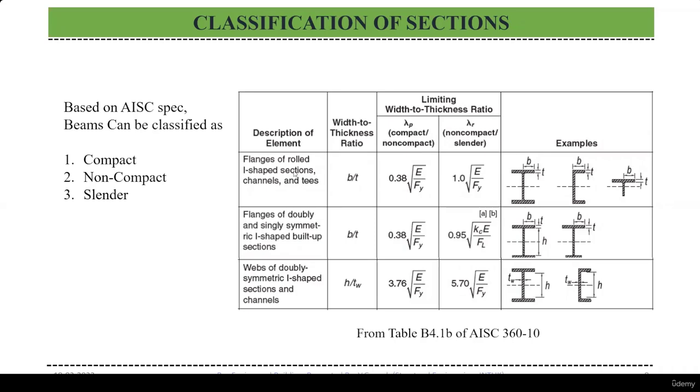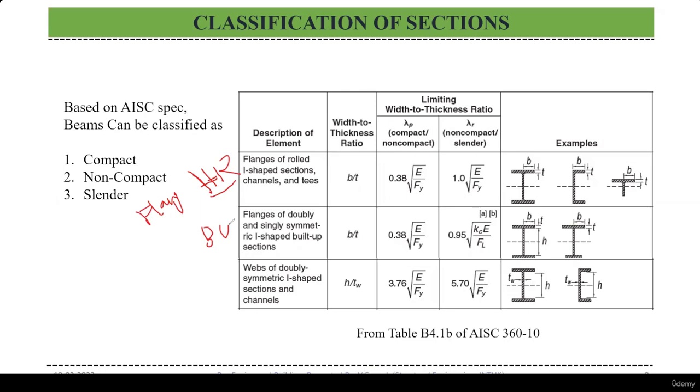The compact section can be defined if the beam, this is for hot rolled I sections. I provided you here one table. This is for hot rolled steel flanges, and flanges of built up steel. Before going to the hot rolled, built up, and cold formed, you have to learn the difference between them.